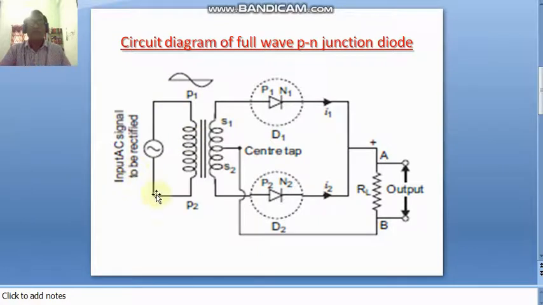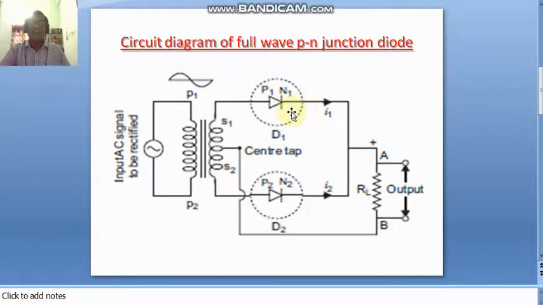This is the primary circuit. The circuit connected to the secondary coil of the transformer is known as the secondary circuit. In this, diodes D1 and D2 are connected in series with the secondary terminals. P1 and N1 represent the P-type and N-type semiconductor materials of the first diode. Similarly, P2 and N2 are the P-type and N-type semiconductor materials of diode D2. These two diodes are in series with the load resistance.